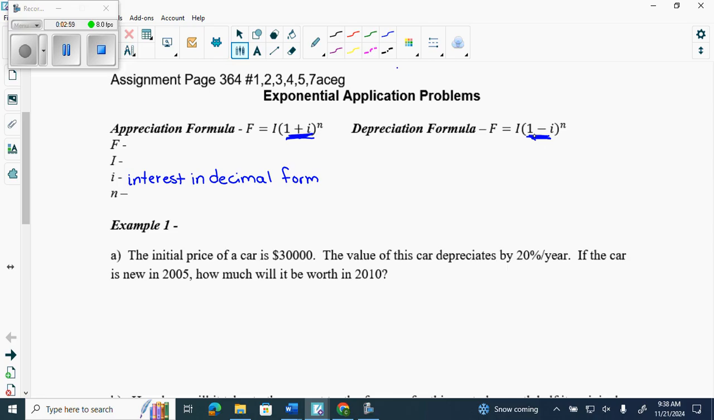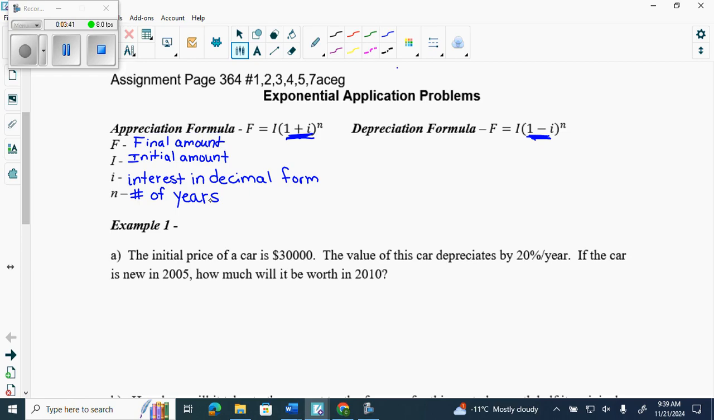Now, F represents the final amount, what you have left at the end. Capital I represents the initial amount, what you started with. Anyone have a guess what n represents? The number of years. Wow, that took you 3 letters to get that guess. I thought I was going to have to write all 5. So 3 was pretty good.